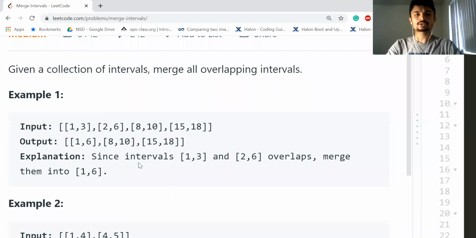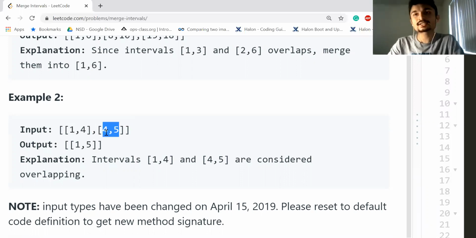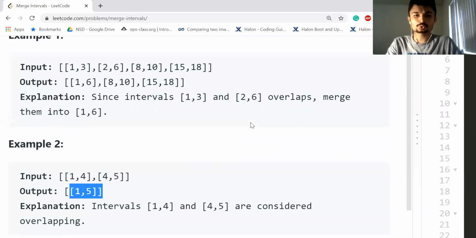We have an interval 1 3, and an interval 2 6. Since these intervals are overlapping, they naturally become 1 6 after merging. 8 comma 10 cannot be merged with anything else. 15 comma 18 cannot be merged, so you put them as they are. 1 comma 4 and 4 comma 5: even if these 2 points are equal, they are still considered overlapping, and then you merge them. So the interval 1 to 5 would be a new interval.